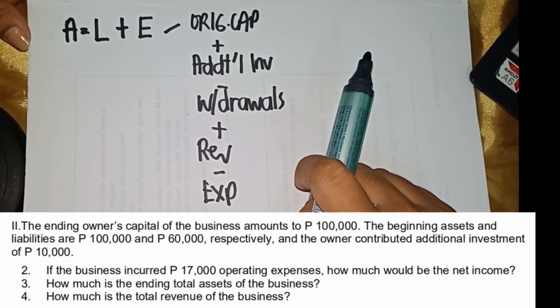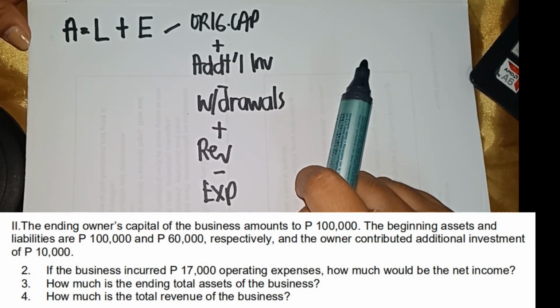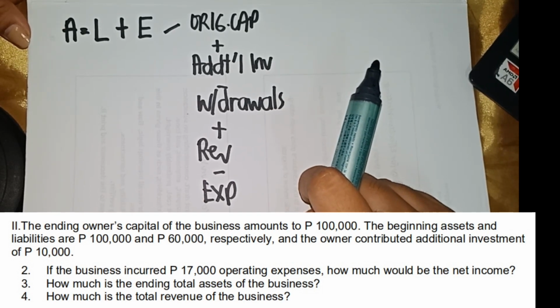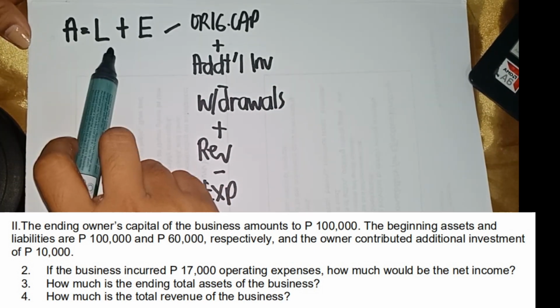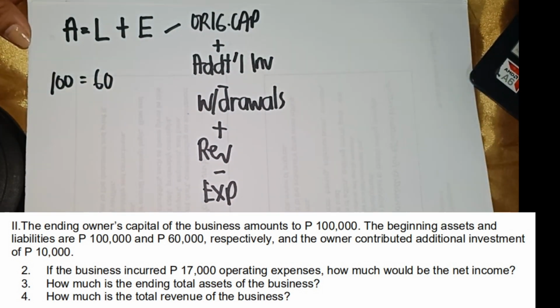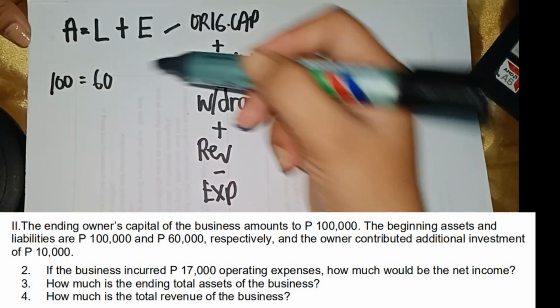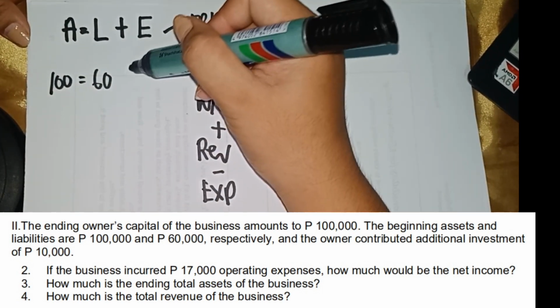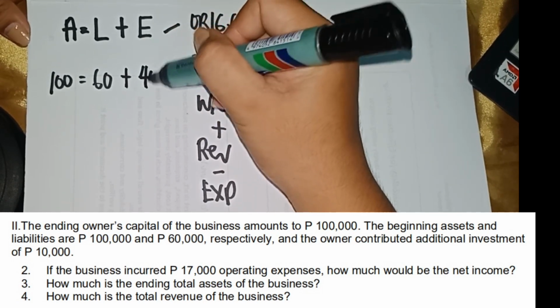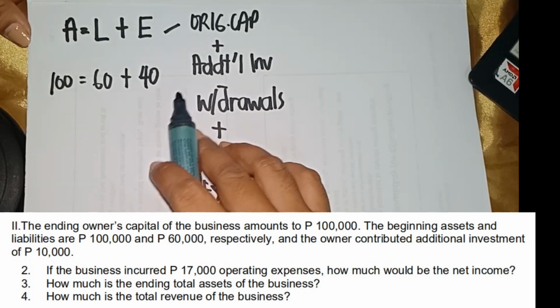So, from the given, for the first question, how much would be the net income? So, let's start with the beginning assets and liabilities. Assets and liabilities of 100,000 and 60,000. So, now, let's determine first the beginning equity. So, from this given, we have our equity of 40,000. Next, we have contributed additional investment of 10,000.